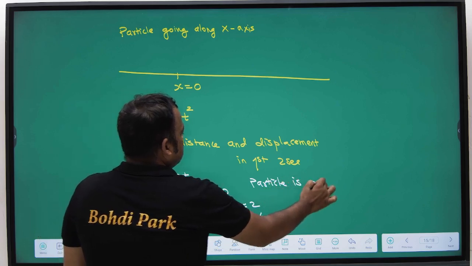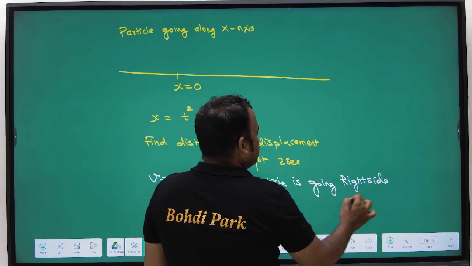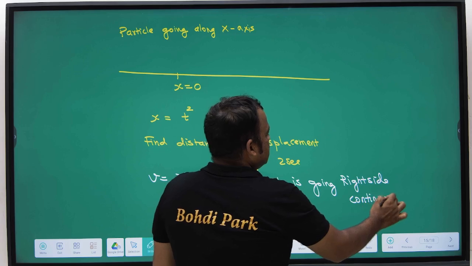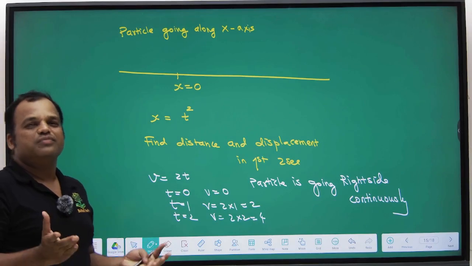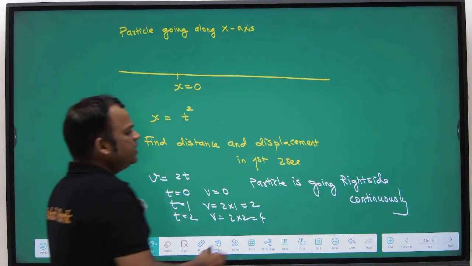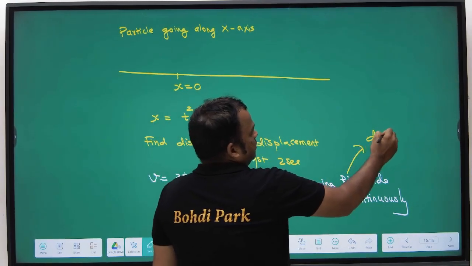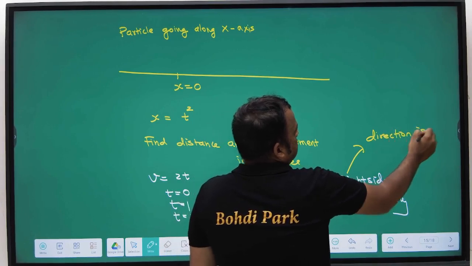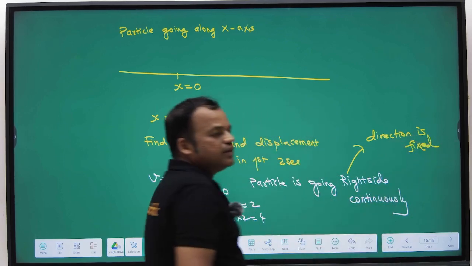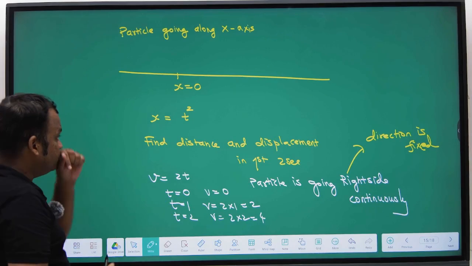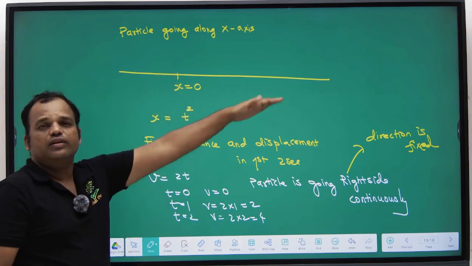Particle is going right side continuously. That means what? Direction is fixed. It has a fixed direction. It has a constant direction. It is right side. On the x-axis, two directions are possible, rightward or leftward.